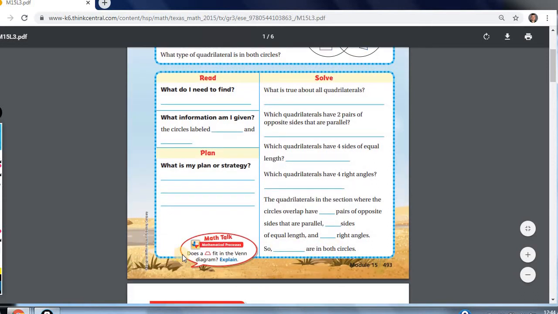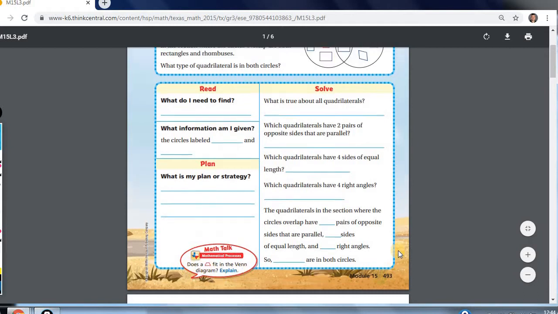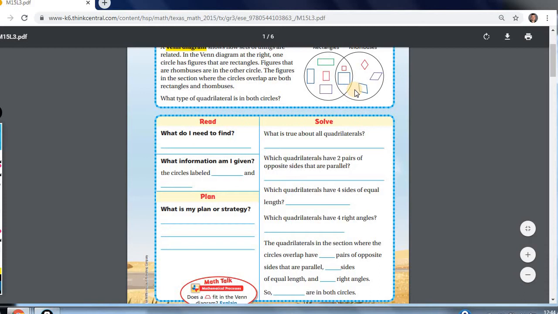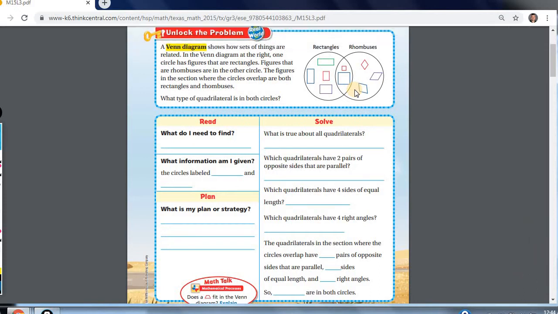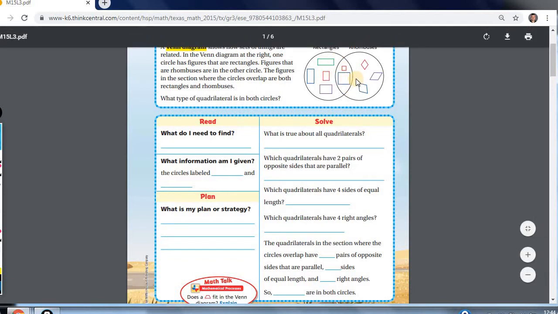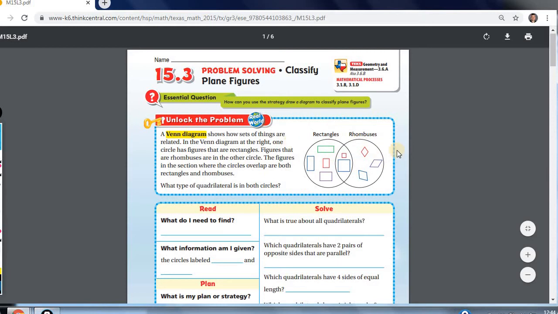Now the question here asks, does a trapezoid fit in the Venn diagram? The trapezoid does not, because the trapezoid only has 1 pair of parallel lines, and it has no right angles. So it will not be able to fit in this Venn diagram. It does not work in here.